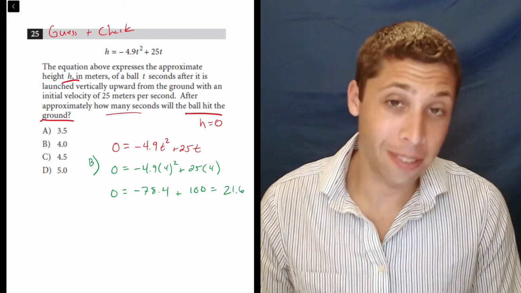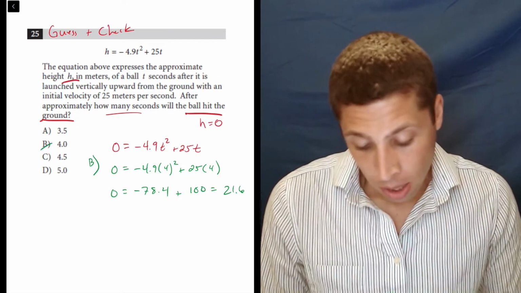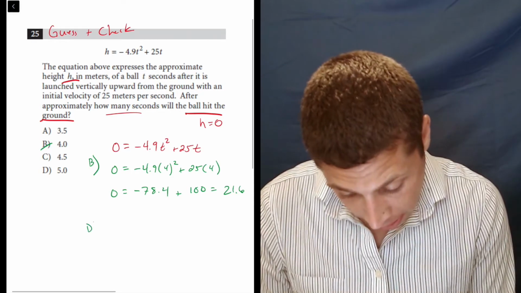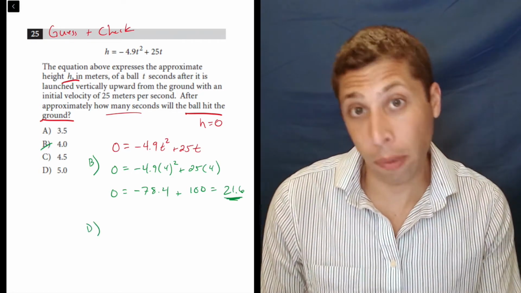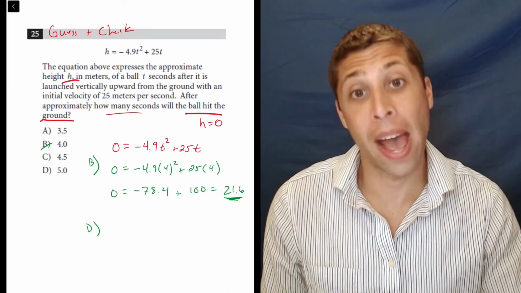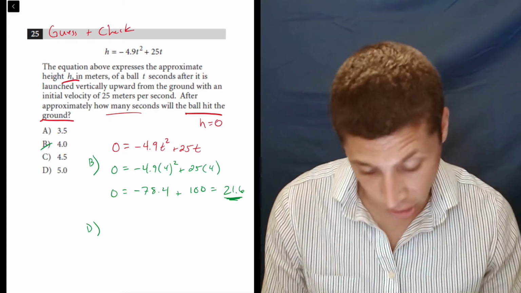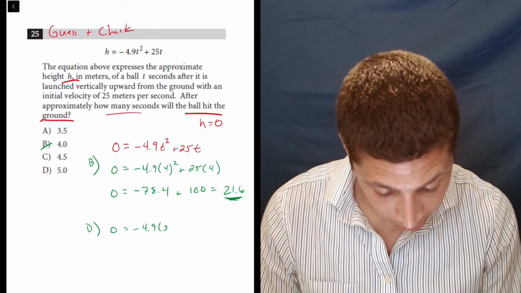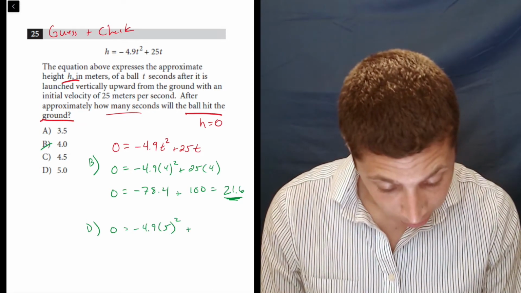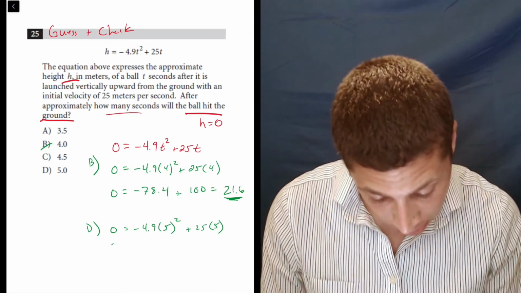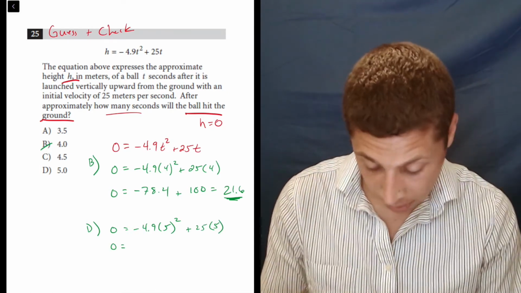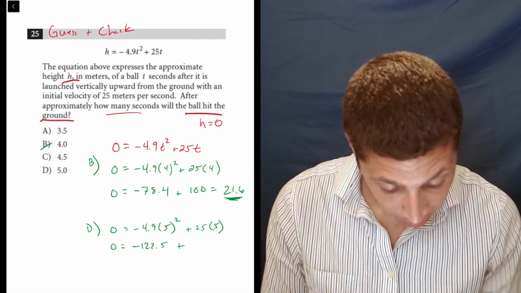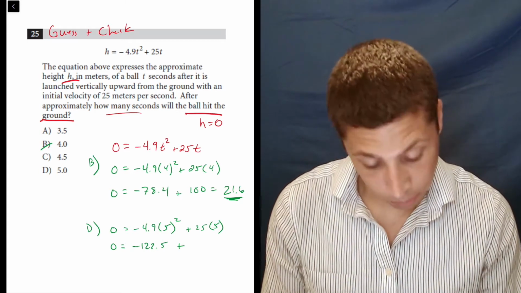So this comes out to 21.6. So that's not on the ground. That's pretty high. So we can skip around. This is a case where I probably would just skip to D because this seems really far off. So I would be like, all right, let's get more time to pass so that the ball is further along its trajectory. Let's see what happens here. So this would be 0 is equal to negative 4.9 times 5 squared plus 25 times 5. So that's 25 times negative 4.9, negative 122.5. Plus 25 times 5 is 125.